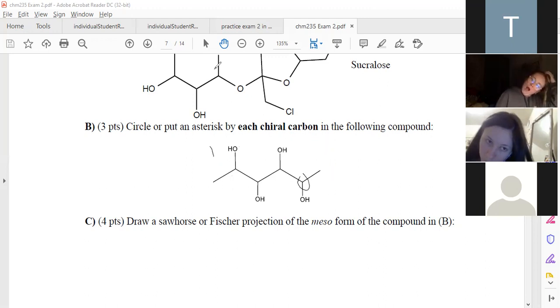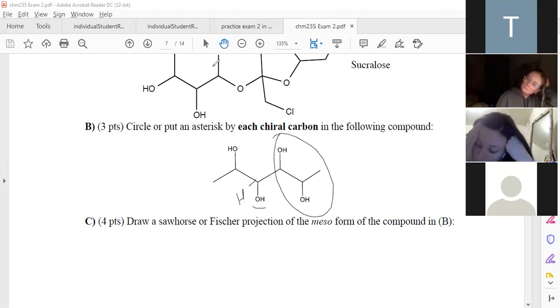And if you look at the 2 in the middle, so erase everything to do that. H, OH, 3 carbons, 2 carbons. Are those all different? Yeah. So then that's a chiral center. And since it's the same on the other side, all 4 of those carbons are chiral.